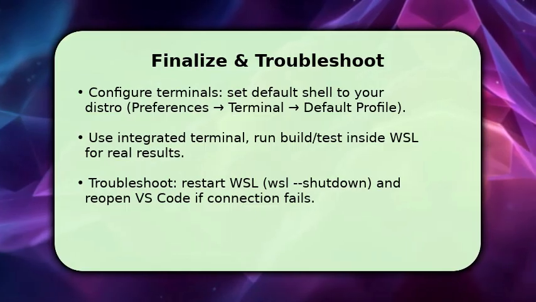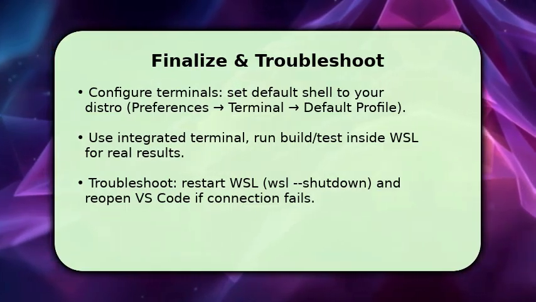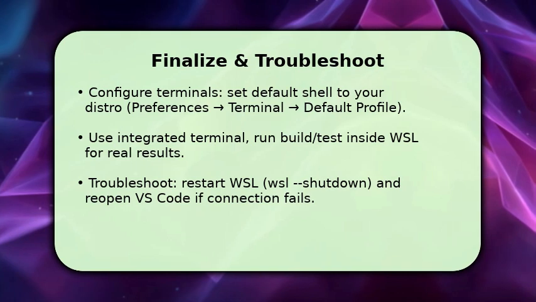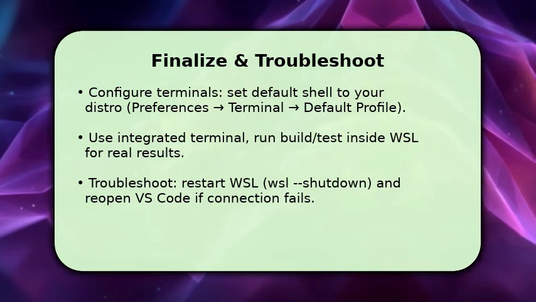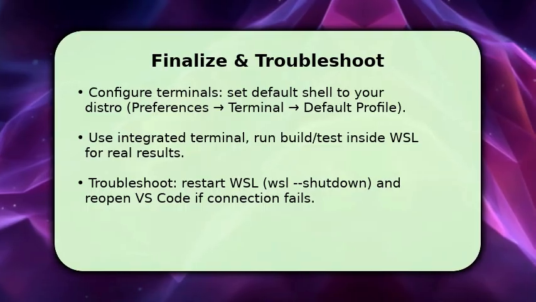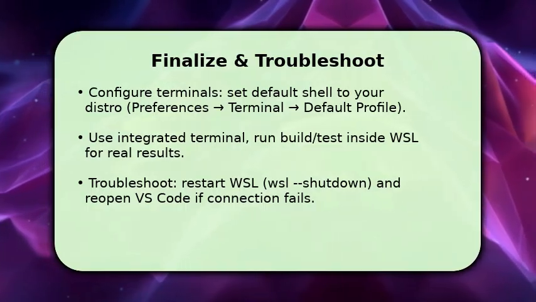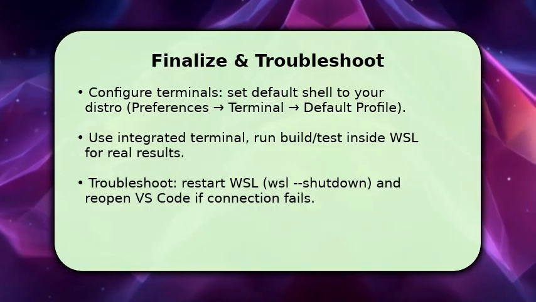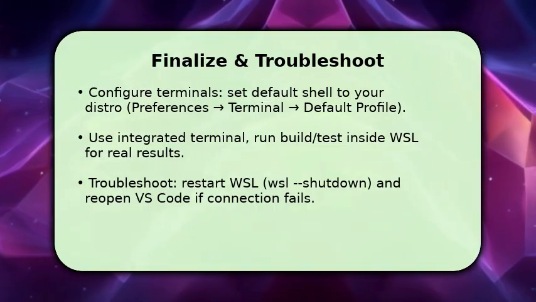If connection issues occur, restart WSL with wsl --shutdown, then reopen the Remote WSL window. Also update the Remote WSL extension and check the Windows firewall. These steps resolve most connection inconsistencies quickly.